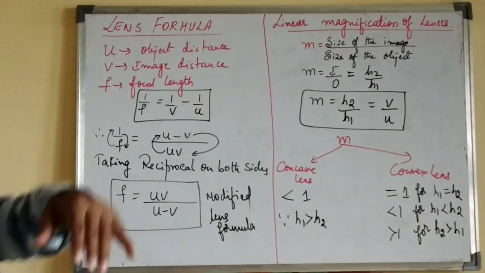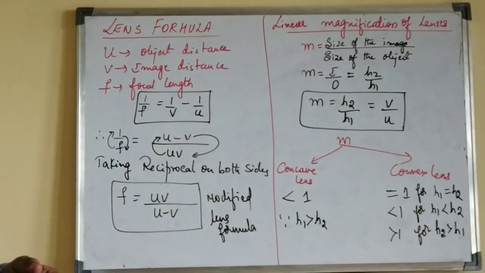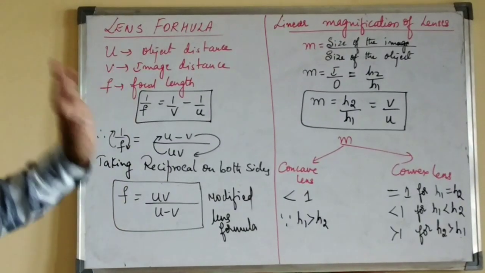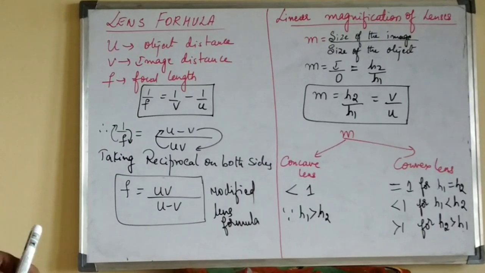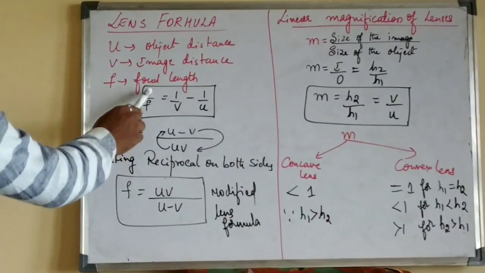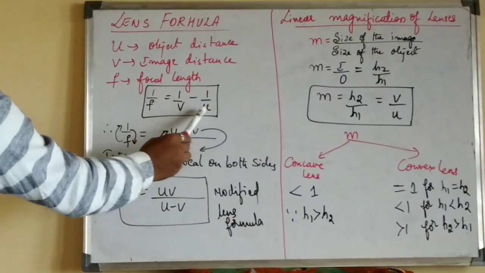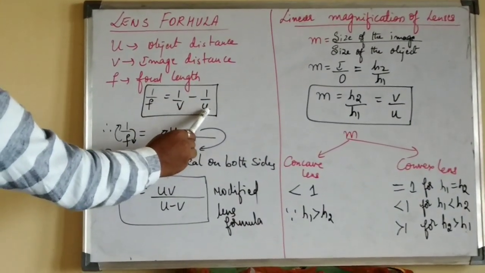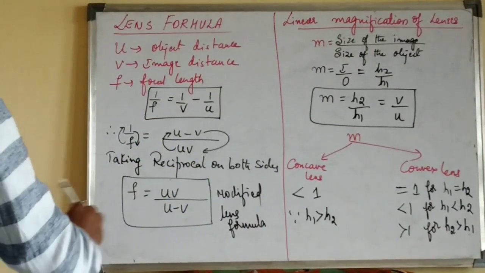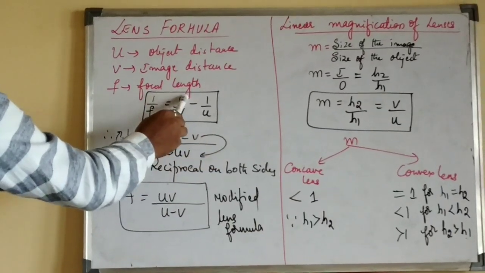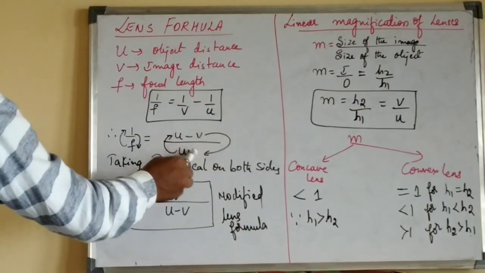Now for the problem's sake, just as we took the modified mirror formula, that is f is equal to uv by u plus v, similarly we make some alterations to this formula so that solving problems with the lens formula will be easy. Now you can see here, 1 by f is equal to, take the LCM on the RHS. In the denominator, the product of image distance and object distance, that is v into u, is the LCM. In the numerator, here you multiply u, here you multiply v. So you get u minus v divided by uv.